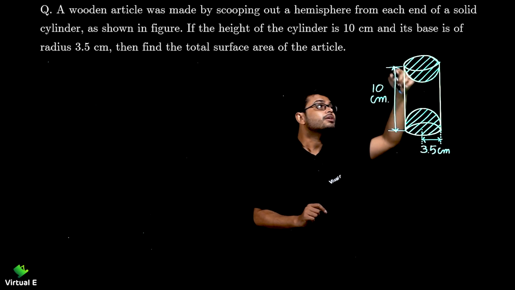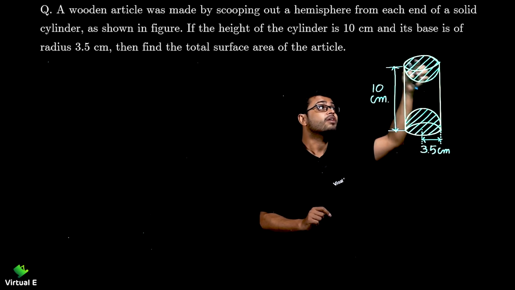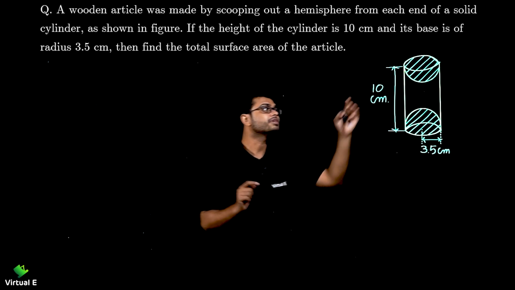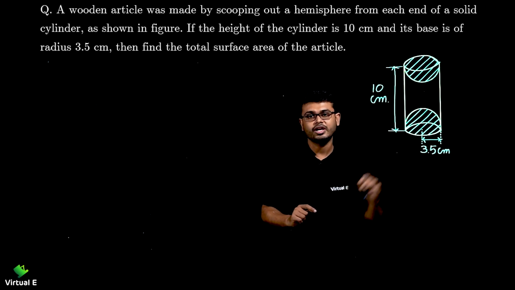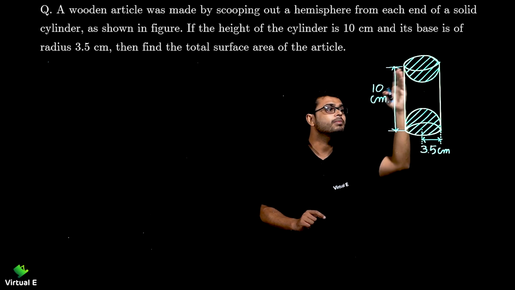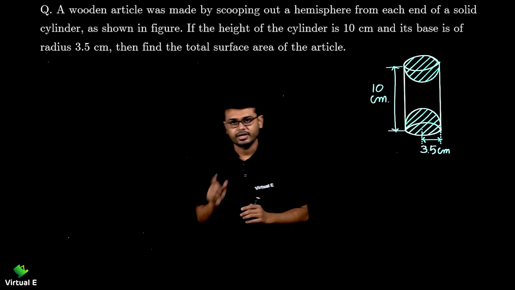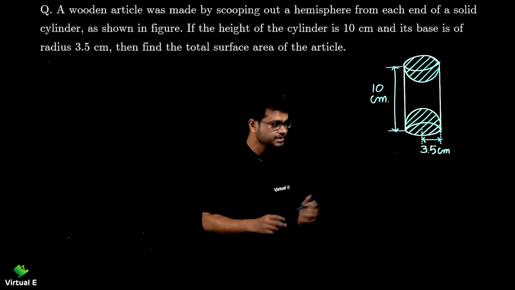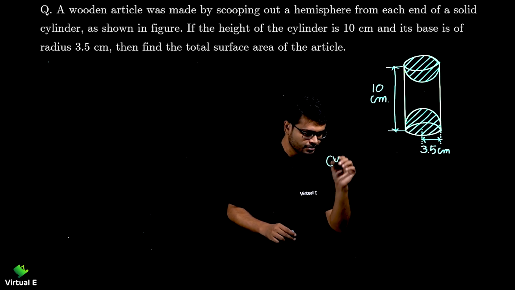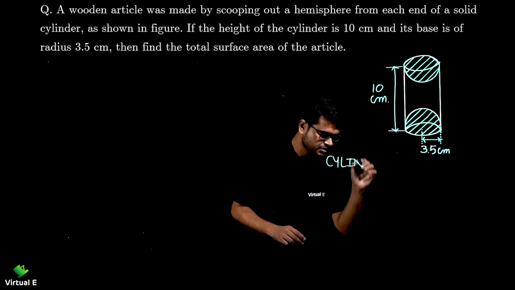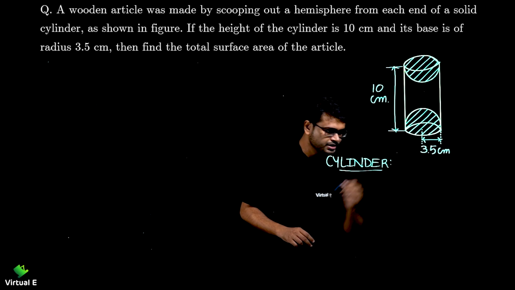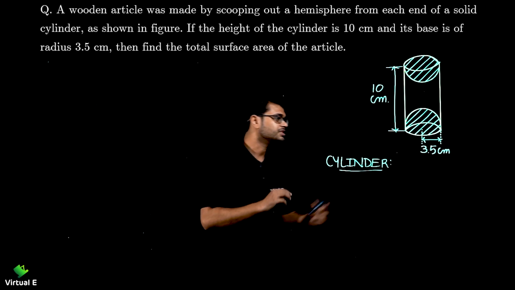Do I need to include the surface area of the top and the surface area of the bottom? No, remember, because we are removing them. We are removing the hemisphere from the top and the bottom, right? So that's done for the cylinder. Let's start with the cylinder. For the cylinder we need two things, height and radius. So let's start with the radius.